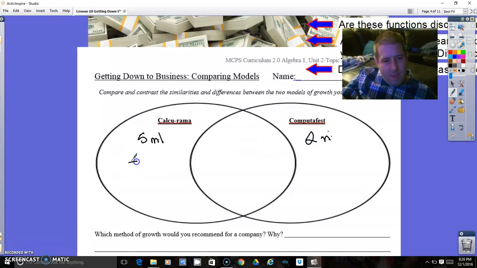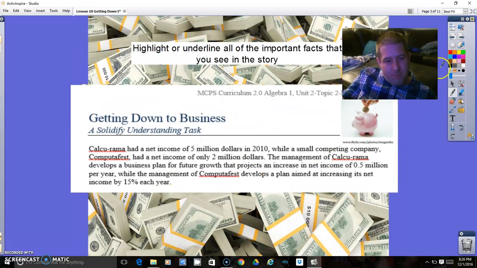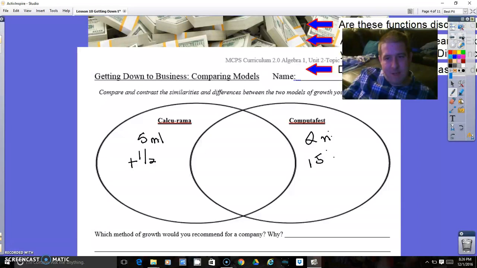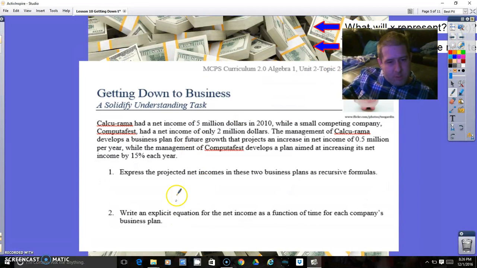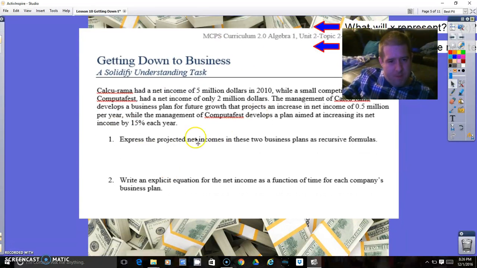And this one's going to be increasing by $500,000 per year, and this one's increasing by 15% per year. And all you got to do is pause it right here, and you can read the information. It's pretty much the same thing as I just said. So the equation's going to be, I'm going to focus on the explicit equation, not the recursive. Well, you know what? I'll do both. So recursive for Calcorama and ComputerFest.